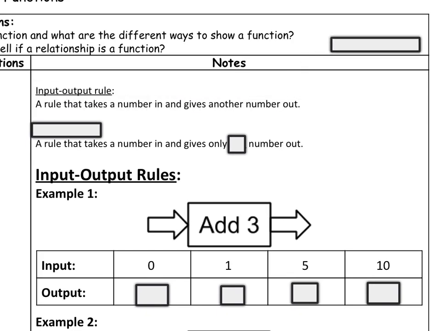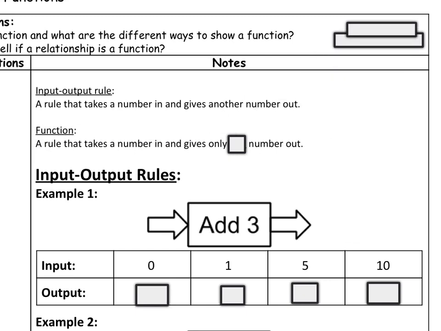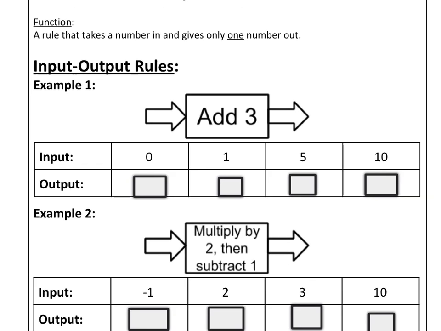First off, we're going to talk about these input-output rules. This is basically a rule that takes a number in and gives another number out. A function is a rule that takes a number in and gives only one number out. And we'll get into some examples later to help that make a little bit more sense. Let's take a look at some of these rules.